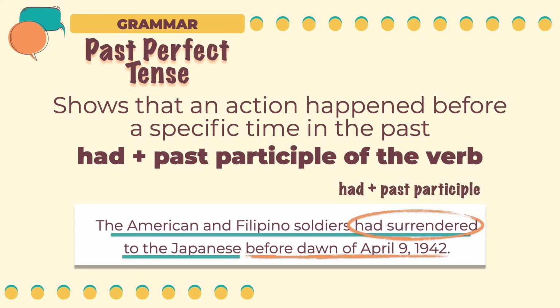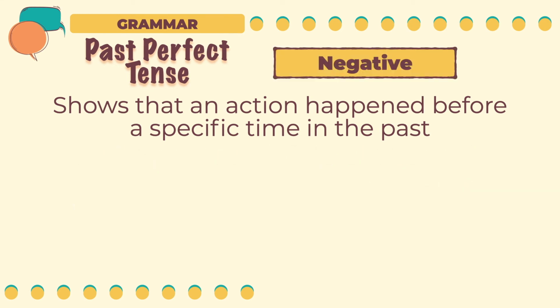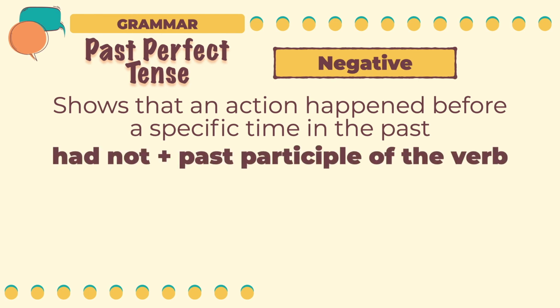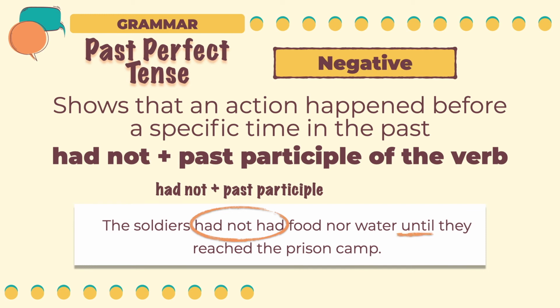The past perfect tense may also be used in negative sentences. The formula for past perfect negative is had not plus past participle of the verb. For example, the soldiers had not had food nor water until they reached the prison camp. The verb had not had is the past perfect negative form of had not plus past participle of have, which is had. The time signal used in this sentence is until.